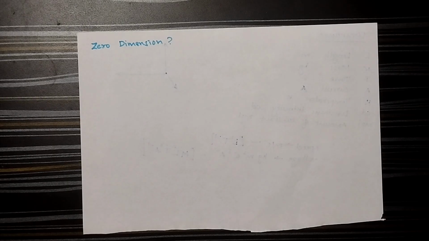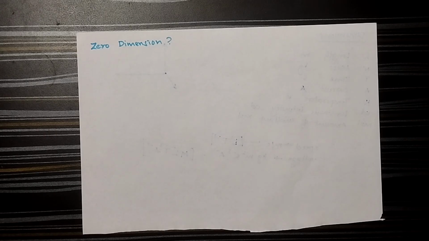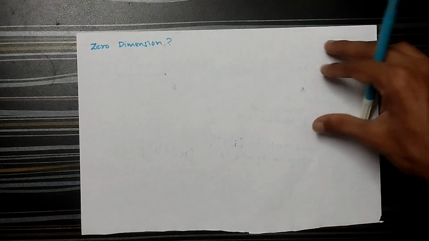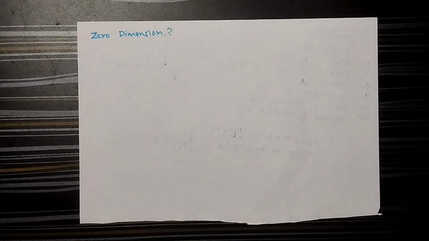So I told you, dimension means how much a derived quantity depends on the 7 fundamental quantities. It is like a measure to estimate the degree to which a derived quantity is dependent on a base quantity, right? So what is zero dimension? Zero dimension would mean it is independent of that base quantity.